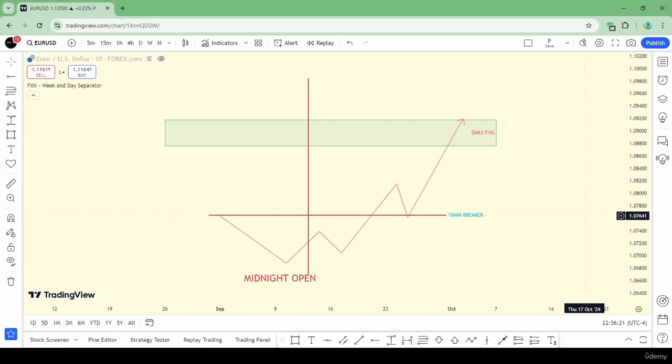Welcome back to this lesson, and in this lesson I'll be showing you an example of this strategy. In this strategy we have a daily fair value gap, and this daily fair value gap has not yet been hit, has not yet been retested, and we want to see the market retesting it.